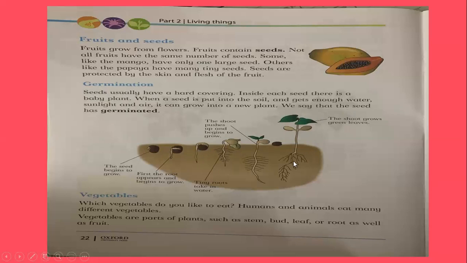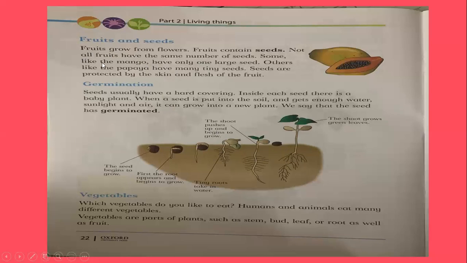Understand? It's a very simple process to understand. Hope you all understood this. From the fruits, we get the seeds, and then the seeds reproduce the plant again, meaning they grow the plant again.